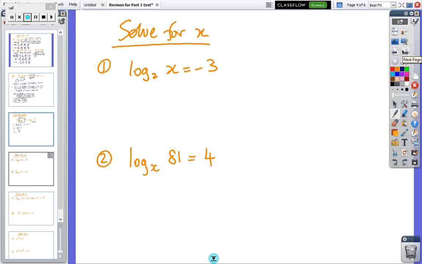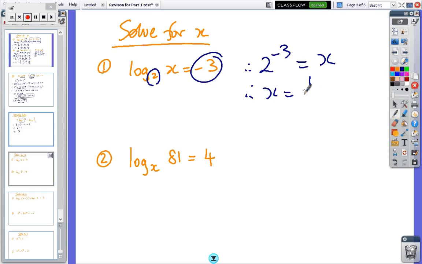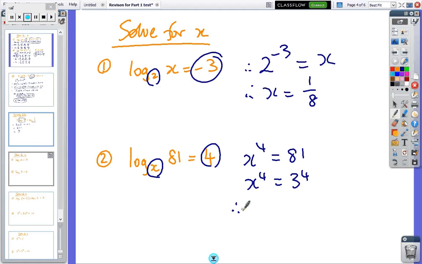Okay, solving some simple log equations. Pause when you're ready, come back live. Okay, in the first one, that's the base 2. That's the index, minus 3 equals x. So x equals 1 over 8. In this next one, that's the base x. That's the power, 4 equals 81. 81 is the same as 3 to the 4, so x to the 4 equals 81. So x is just 3.